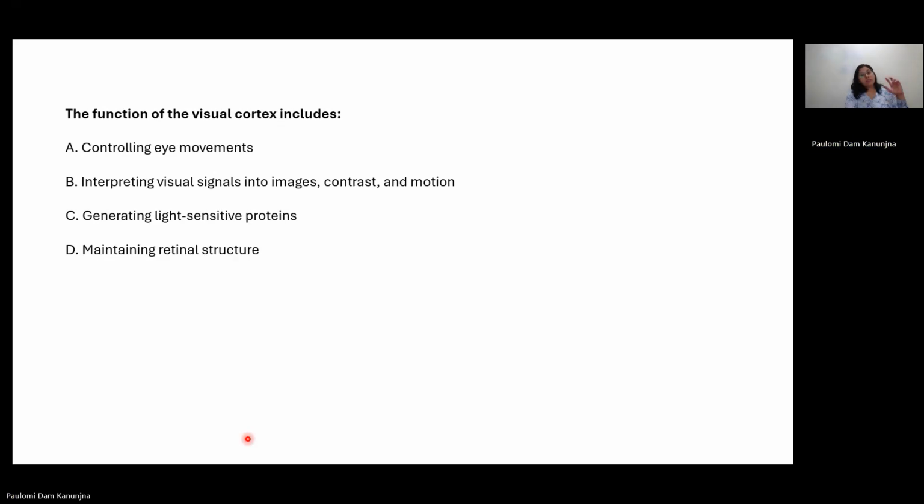Now, we know what the visual cortex is doing. So how do you define the function of the visual cortex? Does it control eye movement? Does it interpret visual signals into images, contrast, and motion? Does it generate light sensitive proteins? Or does it maintain the retinal structure?